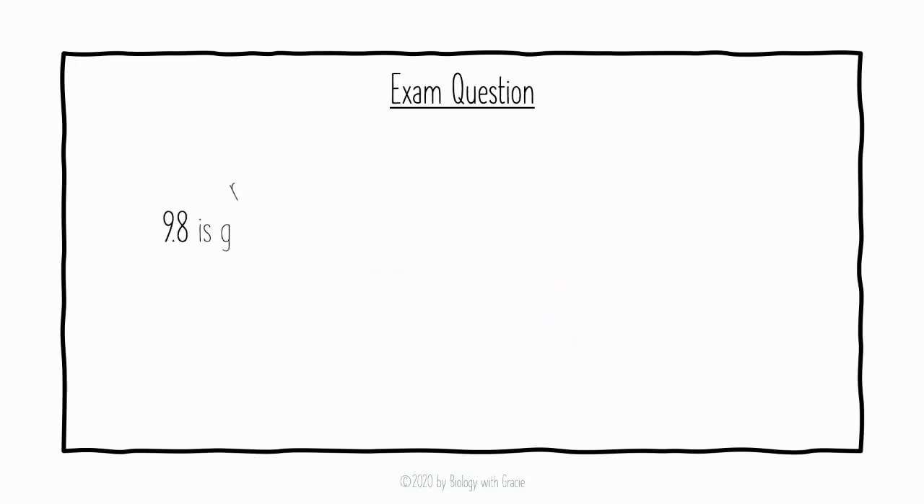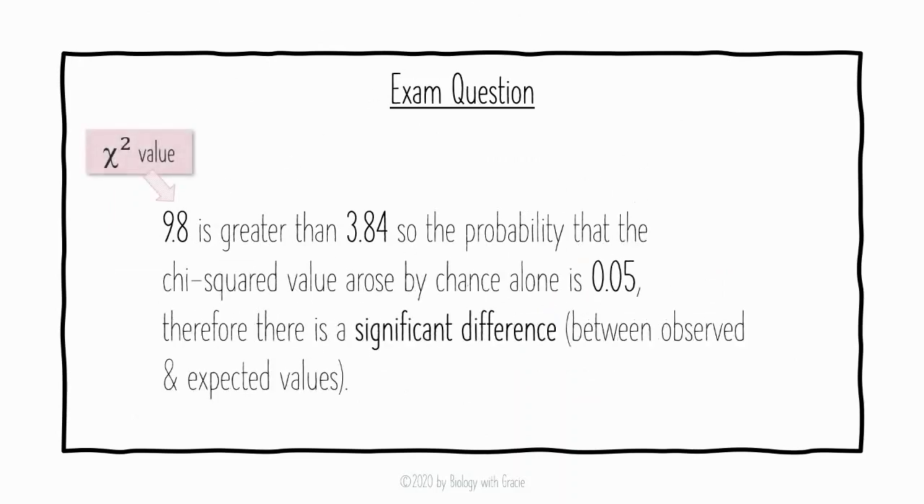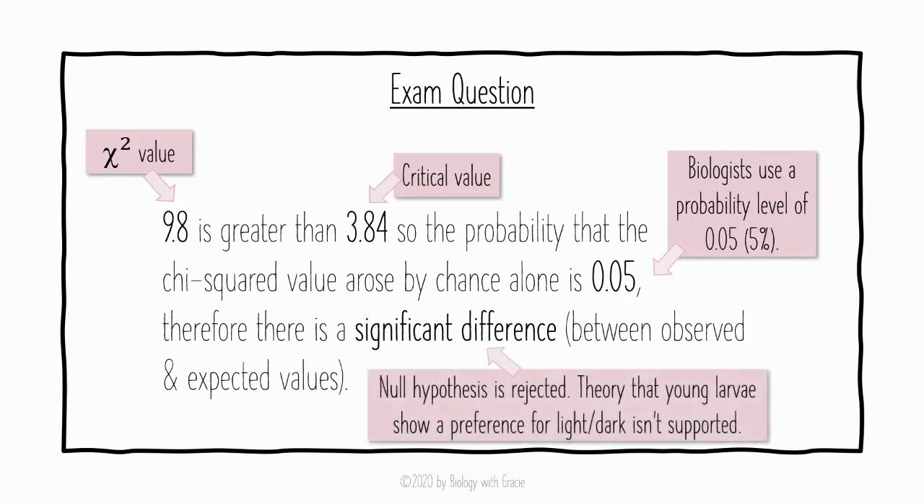Since our chi-square value of 9.8 is greater than 3.84, our critical value, this means the probability that the chi-squared value arising by chance alone is 0.05. Remember, biologists use this probability level. Therefore there is a significant difference between the observed and expected values. So the null hypothesis is rejected, and the theory that the young larvae share a preference for light or dark isn't supported. This would be your overall answer for this question.